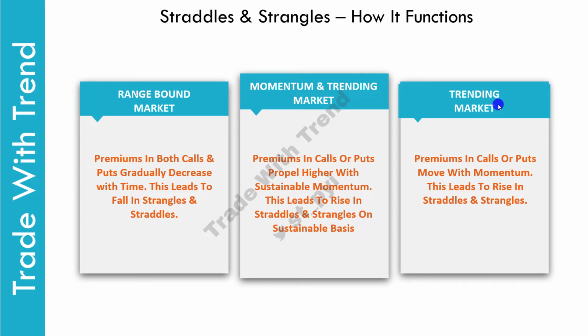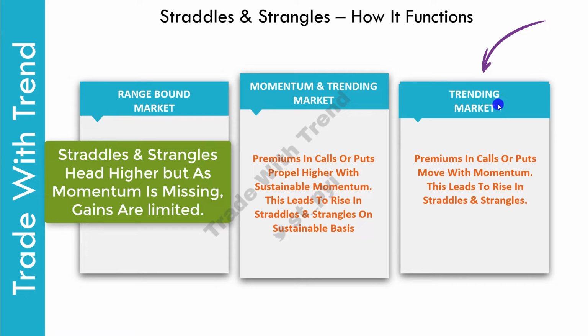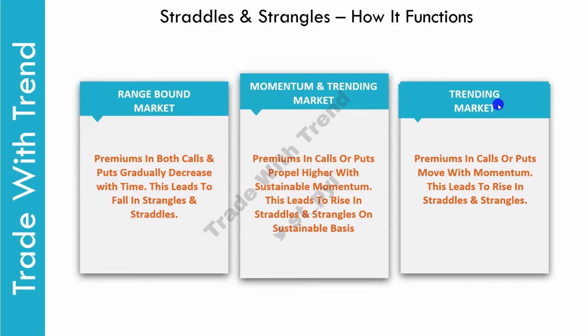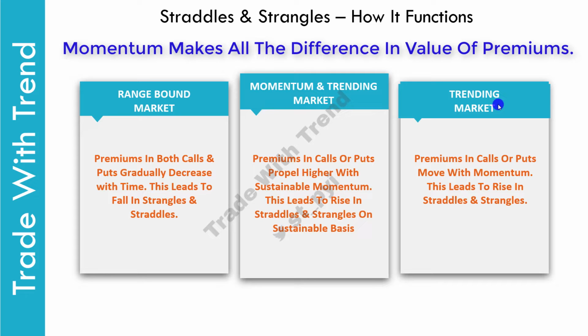In a trending market, premiums in calls or puts move higher. In this case, you will have to check for the element of momentum. If momentum is missing, eventually straddles or strangles will consolidate and trend higher with less momentum. While this is still positive, it is not ideal as the value of calls and puts combined won't rise at a rapid rate. When the market is trending, avoid selling options and look into buying straddles and strangles. Profit will be limited, but you would still make decent returns.